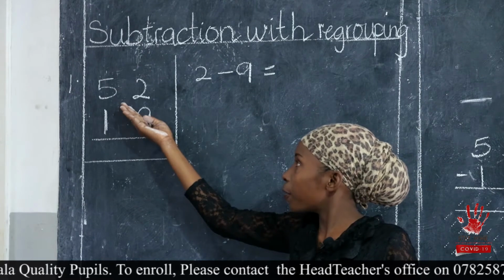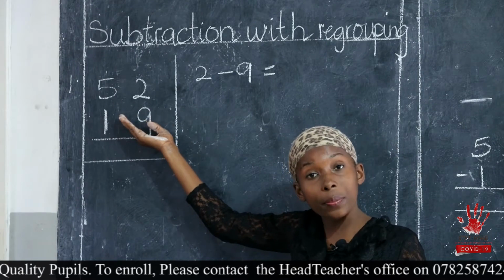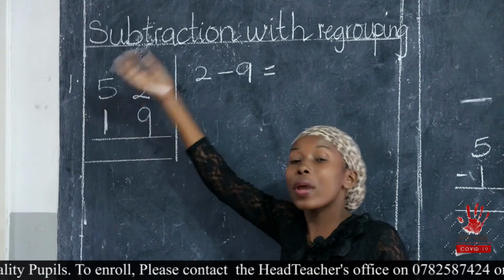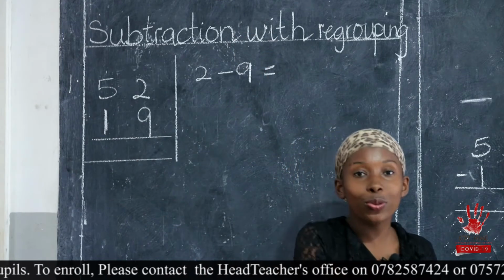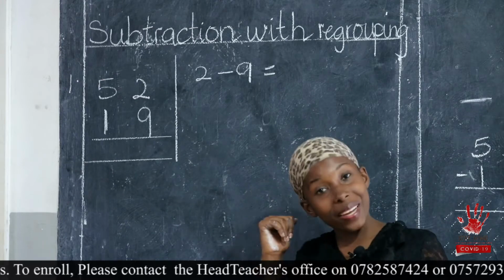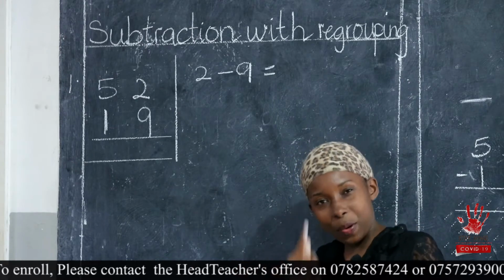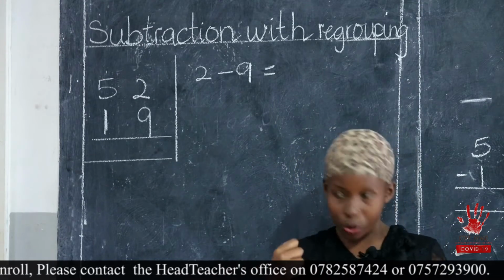You do not have enough, but you have to work out the problem. You will go to the neighbor who will lend you. The neighbor will lend you. You will borrow from the neighbor. Have you got those words? The neighbor will lend you. You will borrow from the neighbor.